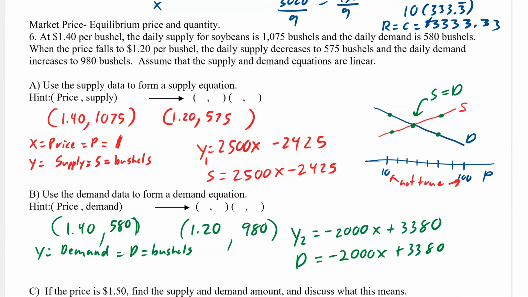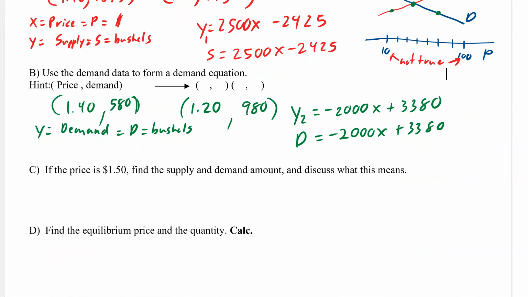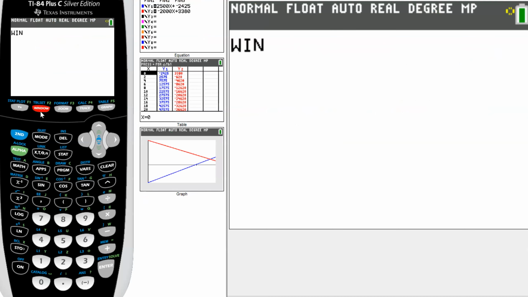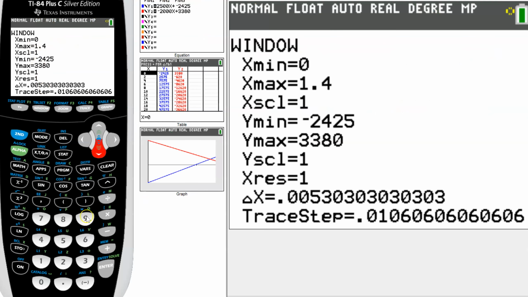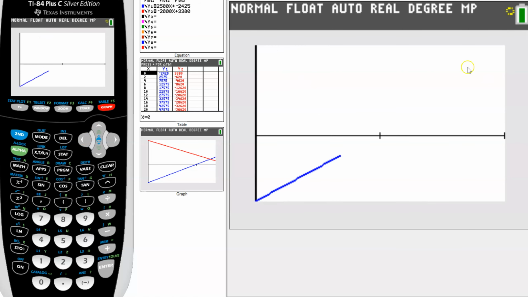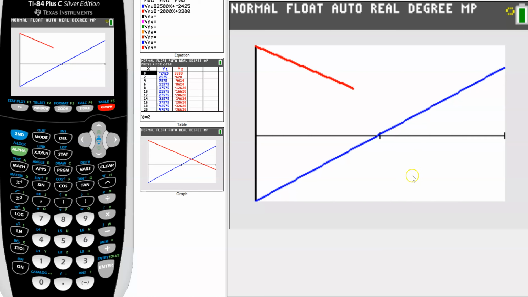So now we can use those equations to answer everything. So it says if the price is $1.50, find the supply and demand amount. So I've got to actually now increase the domain past that. So our price here is $1.50. So we go back to our calculator, and I'm going to make the max $2 just because I want a little bit of room in there. So then we graph it. So now that's 2 and that's 1. It also gives us a better picture of what's going on. So that's our equilibrium. And it wants to know what the amounts are at $1.50.